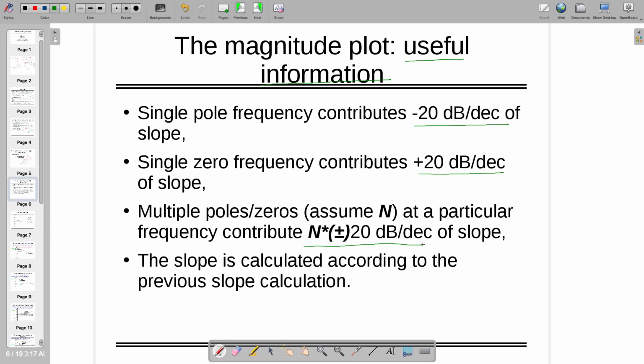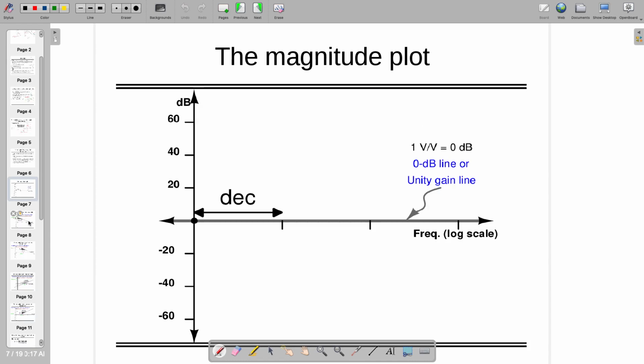If there are multiple poles and zeros, then it is n times plus or minus 20 dB per decade of slope. We got all this derivation, right? How did you get this? The slope is calculated according to the previous slope calculation also. This was the question Divanshu asked last time, that one pole was giving minus 20 and the other, which was contributing plus 20, made it 0. You were asking why it's becoming 0. Because minus 20 plus 20 is going to be 0, so it takes care of the previous slope as well, right? Now the magnitude plot looks like this one.